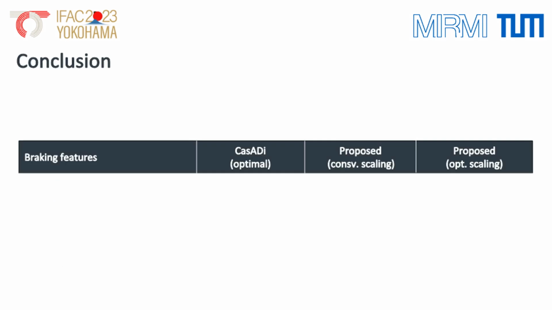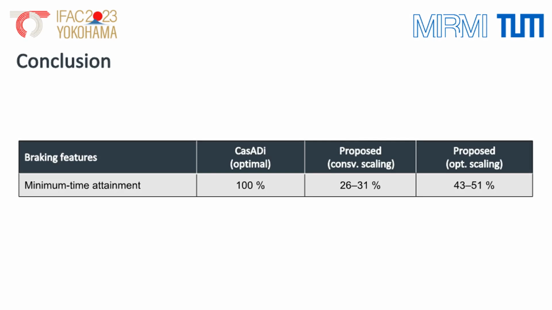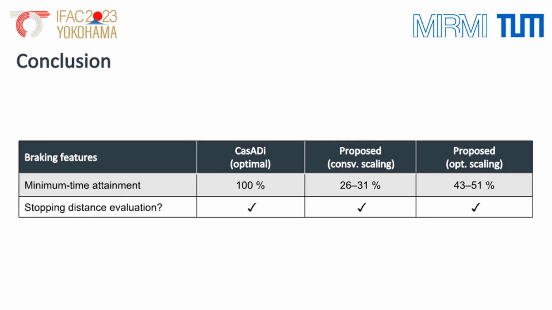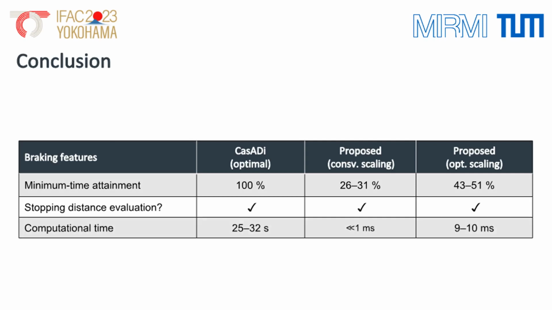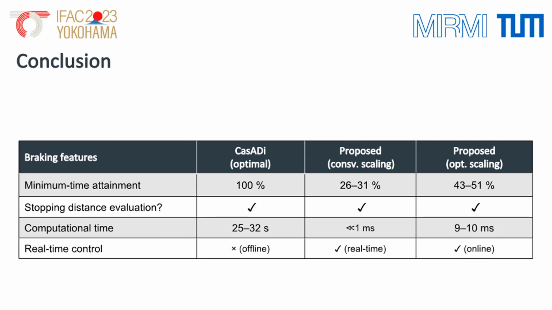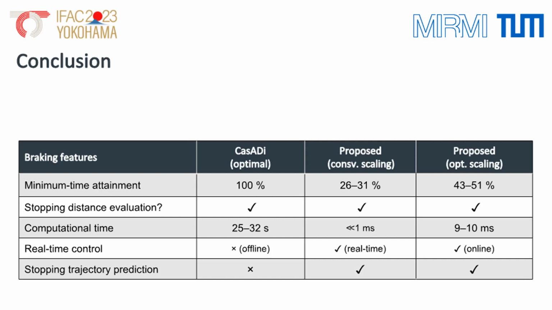Now, we wrap up this presentation by providing the key features of different braking solutions that were employed in our work. We compared the braking time itself, the possibility to evaluate the corresponding stopping distance, the computational load of each braking method in terms of time, where we note that our developed methods allow for online implementations and even real-time control. Indeed, this enables accurate prediction of the robot trajectory during the braking action.